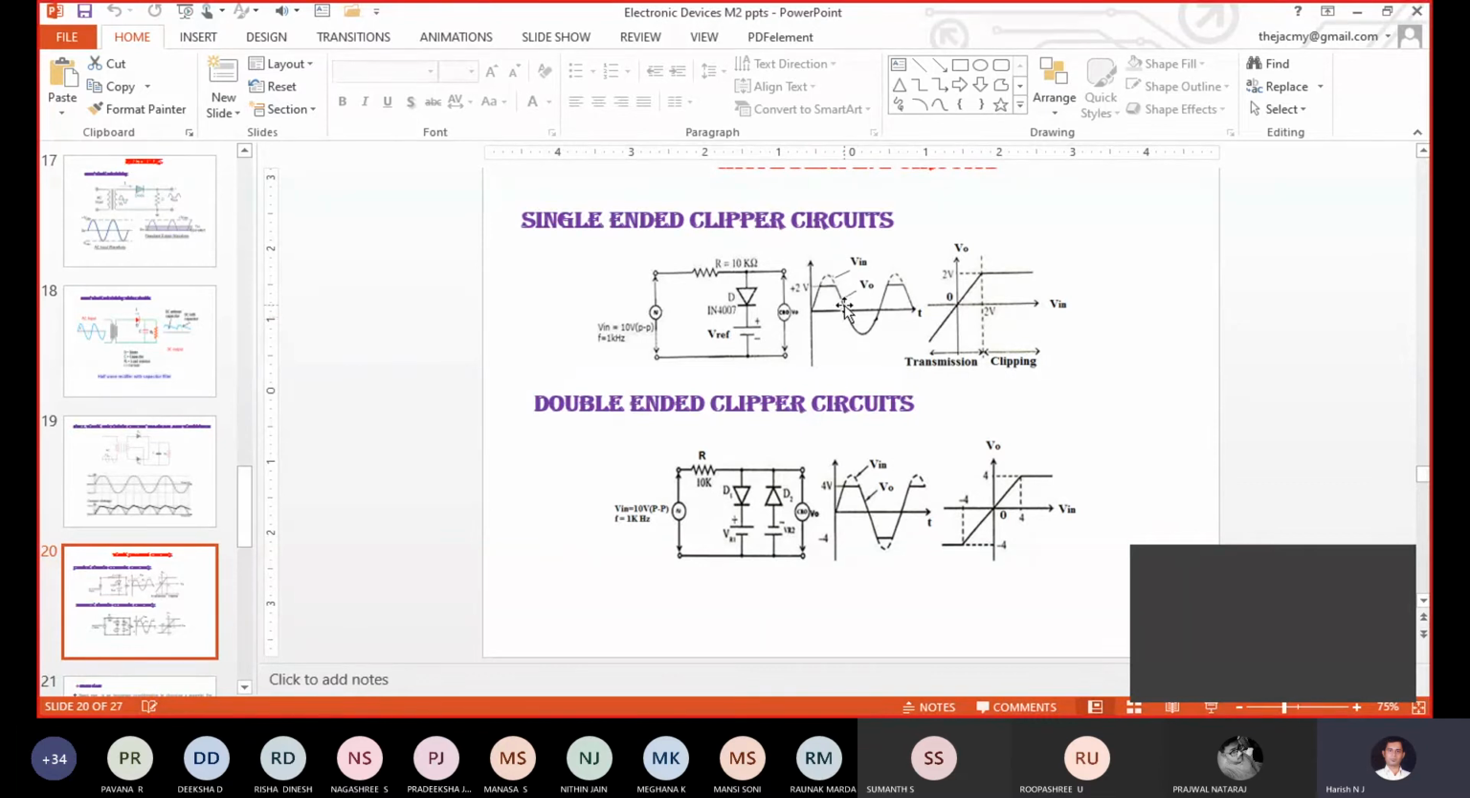This will happen for the positive half cycle. The same way for the negative half cycle. Just check it out: positive, negative, positive, negative. Sir, the negative terminal of the diode is connected to the positive terminal of V reference, so it will act as an open circuit, no?